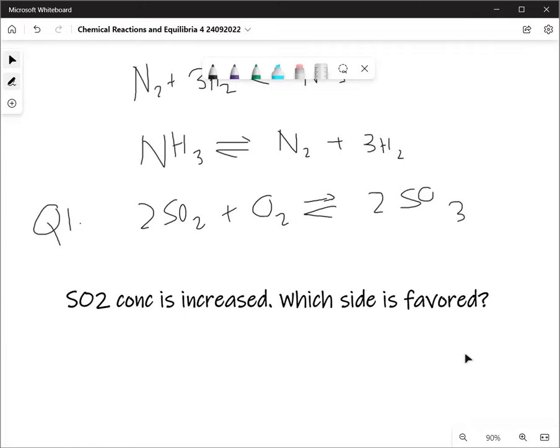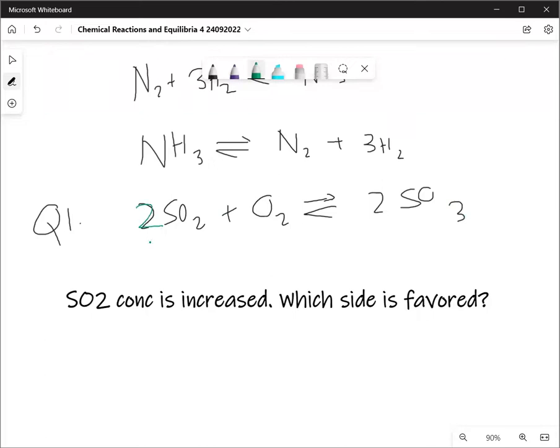Reactants. No. First, we have to realize what SO2 is. Is it a reactant or a product? Sir, you have written 2SO2 and then 2SO2. It's okay. This is SO3, right? This is SO3. This is SO2.